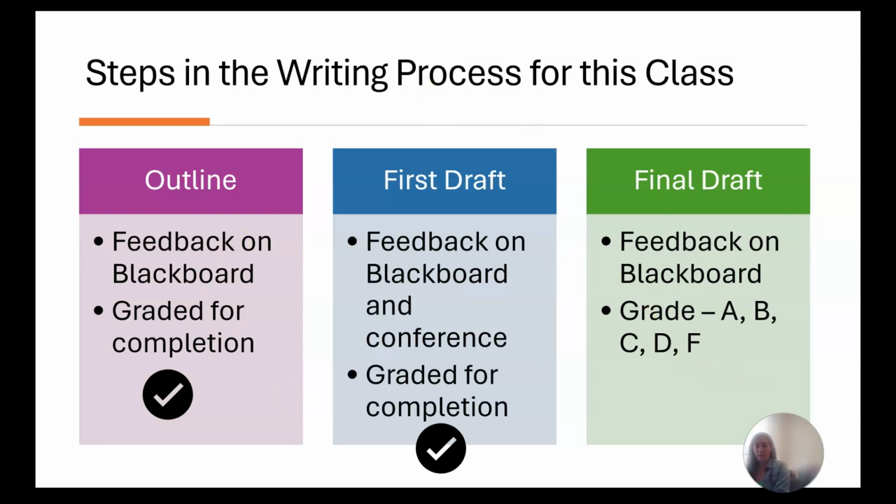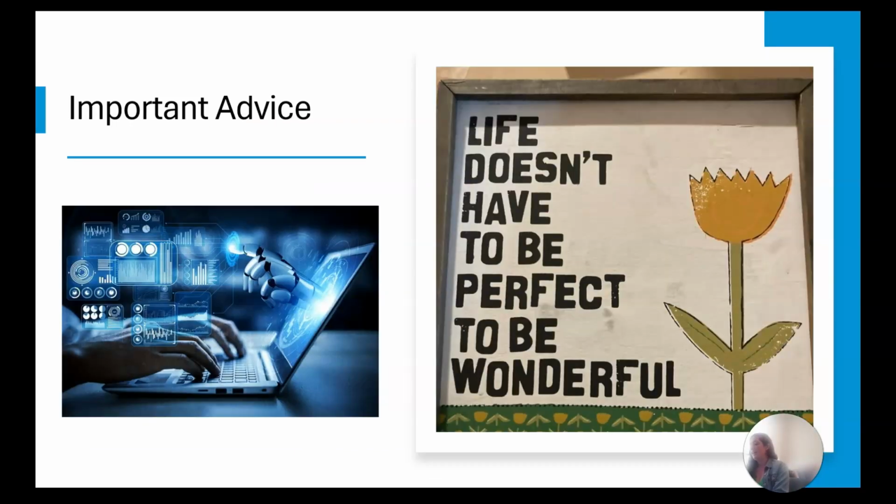So I want to give you a little bit of important advice about that. Okay, this is a sign that I have in my house. Well, I had it in my house. Life doesn't have to be perfect to be wonderful. It's not just life that doesn't have to be perfect to be wonderful. Okay? It doesn't have to be perfect. It can still be wonderful, especially when it is a draft.